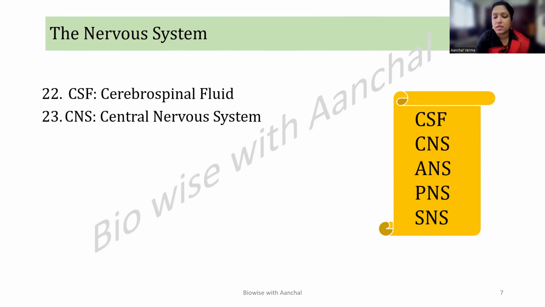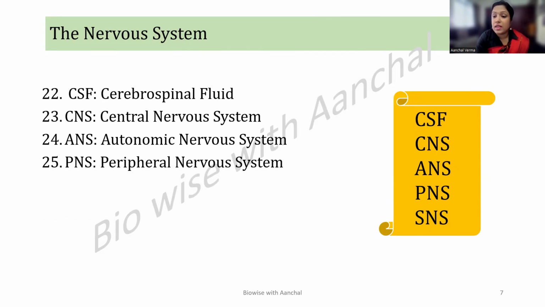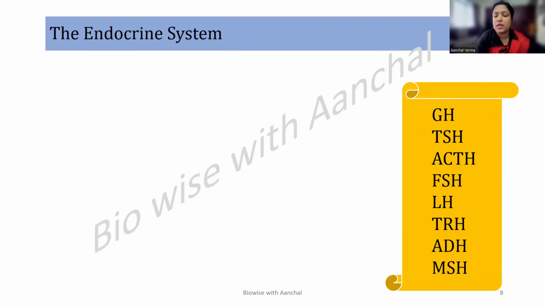CNS, central nervous system. ANS, autonomic nervous system. PNS, peripheral nervous system. And SNS is somatic nervous system. Be specific with the spelling. It's not autonomous or automatic. It is autonomic. Next one is the endocrine system.